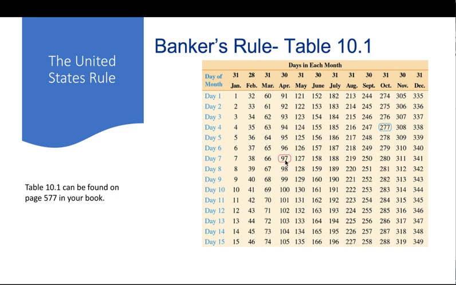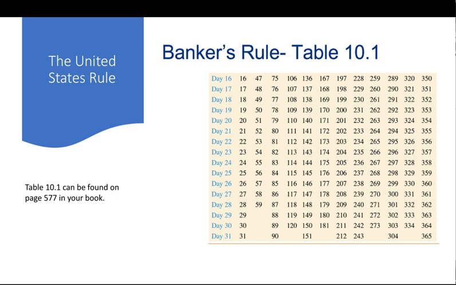So when you're using that United States rule, you need to know the specific length of time you are borrowing this money. So there's a chart that can be found. It's table 10.1, which can be found on page 577 in your book. And what it does, this is only half of the chart. I actually show this over 2 slides.